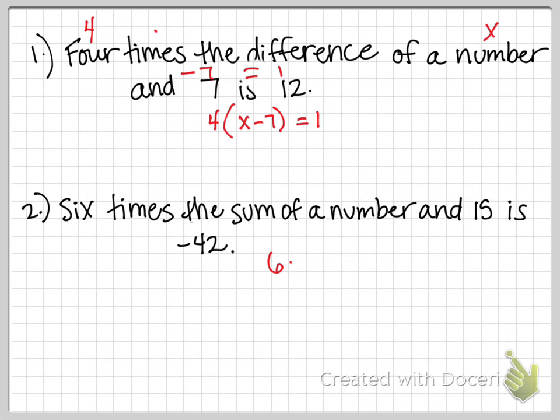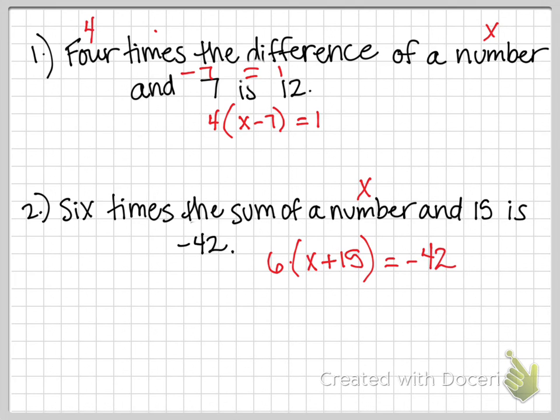And then the sum of a number and 15 is negative 42. The sum of a number, that's probably going to be x. And because it's a sum, you're going to want to add it with 15. That from x to 15 is going to be your parentheses. And then equals negative 42. We're done. So when we see this, this is how we say it: 6 times the quantity x plus 15. That means it's in parentheses. Is equal to negative 42.